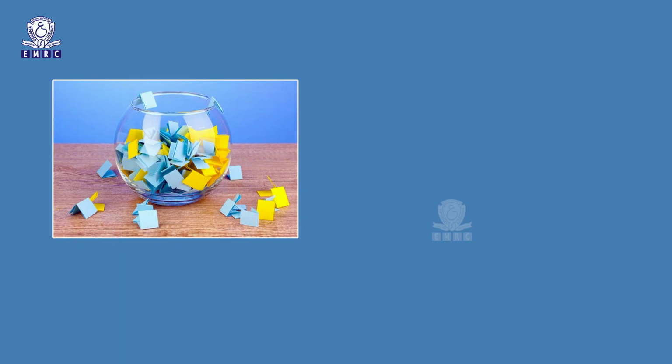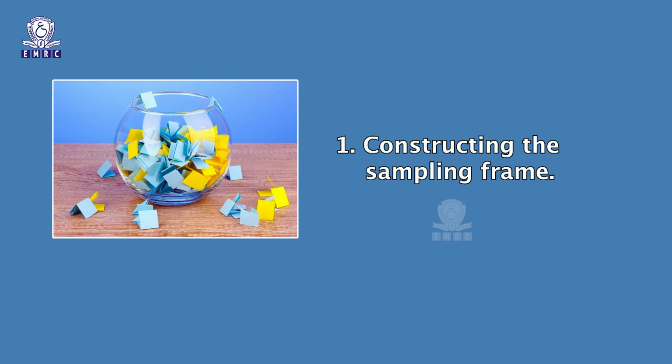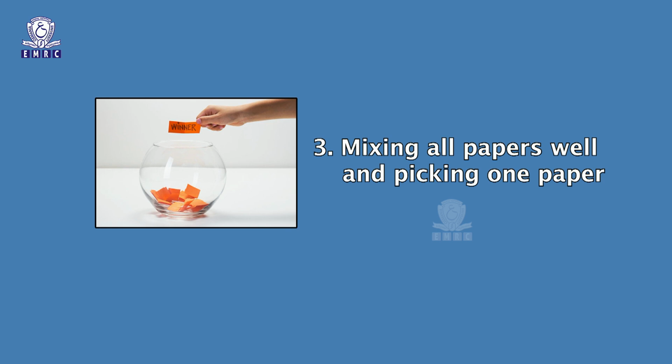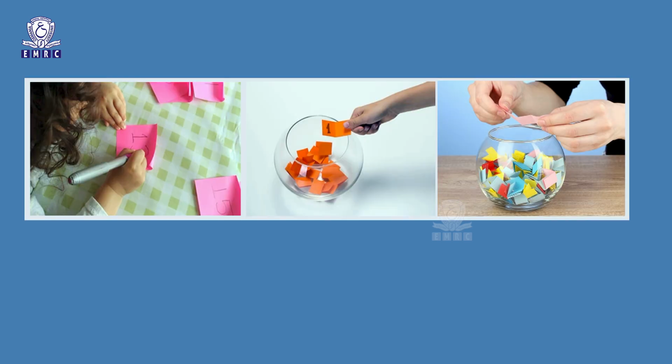This method involves three steps. The first step involves constructing the sampling frame, like a list of units of population, for example, a strength list or a list of the electoral roll in alphabetical order, and numbering accordingly. The second step is writing the numbers listed in the sampling frame on small pieces of paper and placing these papers in some vessel or container. And the third step involves mixing all the papers well and picking one paper from the vessel or container. This process is continued until the researcher has the required number of samples.